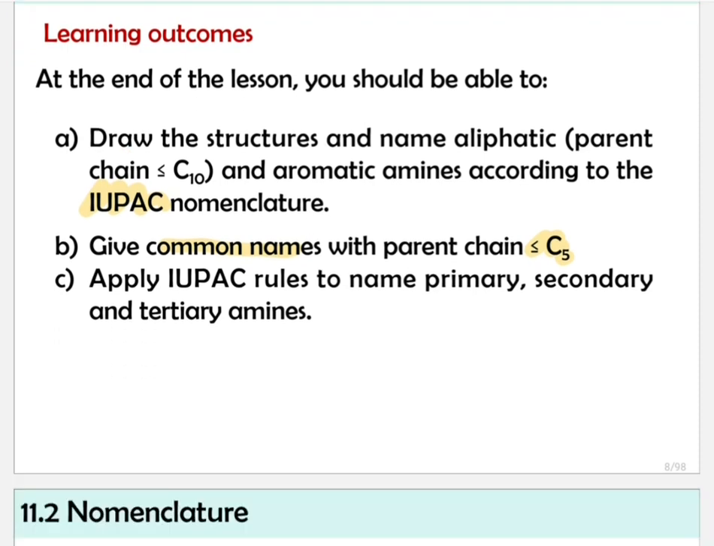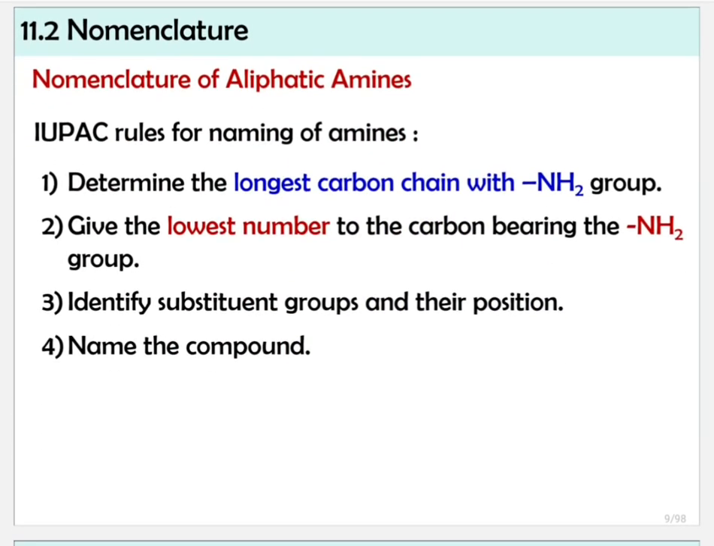Jadi untuk yang ini kita tengok dulu the step of naming amine. So first kita akan determine longest carbon chain. Okay, so that longest carbon chain mesti ada NH2 group atau ada nitrogen lah bonded to the carbon chain. And give the lowest number to the carbon bearing the NH2 group. Okay, jadi ini priority untuk numbering. Kita akan tengok carbon mana yang ada NH2 atau nitrogen. So that must be given lowest possible number. And then we're going to identify the substituent groups and their position and name the compound. Okay, jadi untuk full name macam biasa, alfabet mana yang datang dulu, itulah yang kita akan tulis dulu.